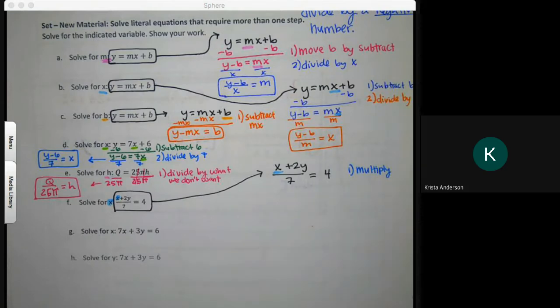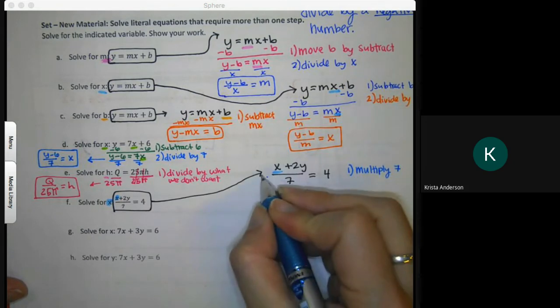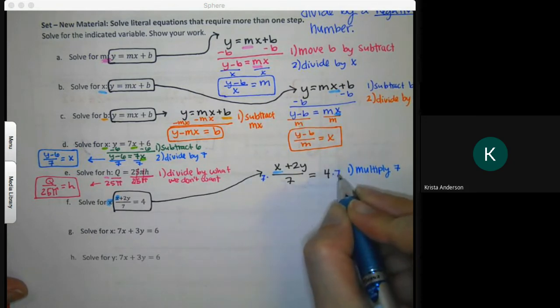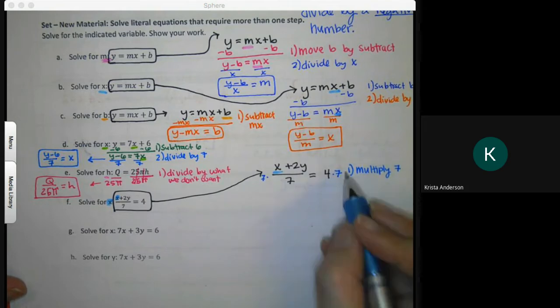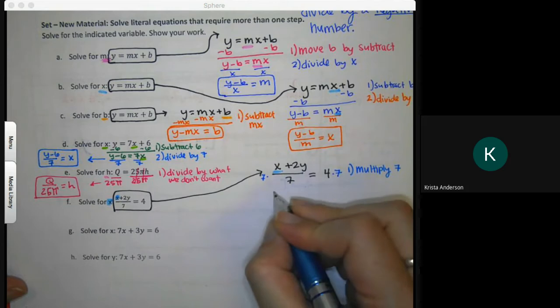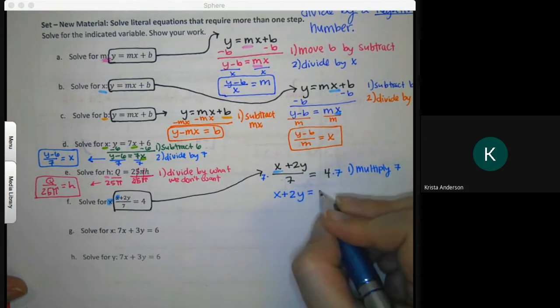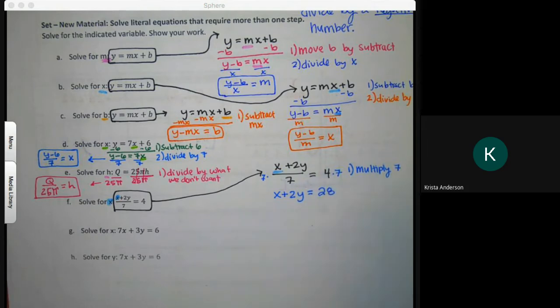I don't like fractions. I'm going to get rid of the fraction so I don't have to deal with it. How do I get rid of the 7? Multiply by 7. When I times by 7, this is what some of you will just do in your head. You'll say, oh, if I get rid of 7, that means X plus 2Y should equal 28.